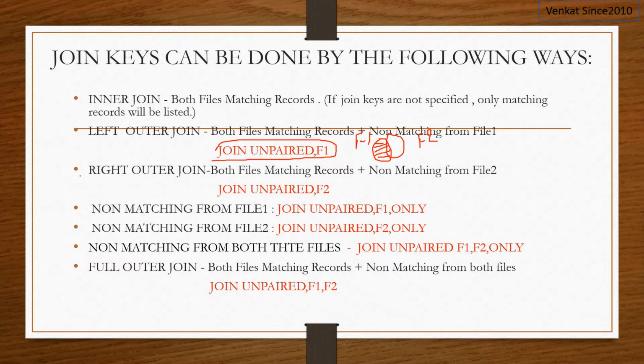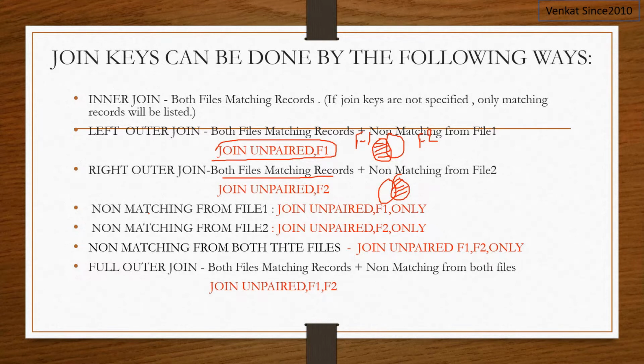Right, next, right outer join. So join unpaired F2 gives both files' matching records and non-matching records. So you take, this is the file 1 data, this is file 2 data. So this is something like this. Okay team, this is all about it.